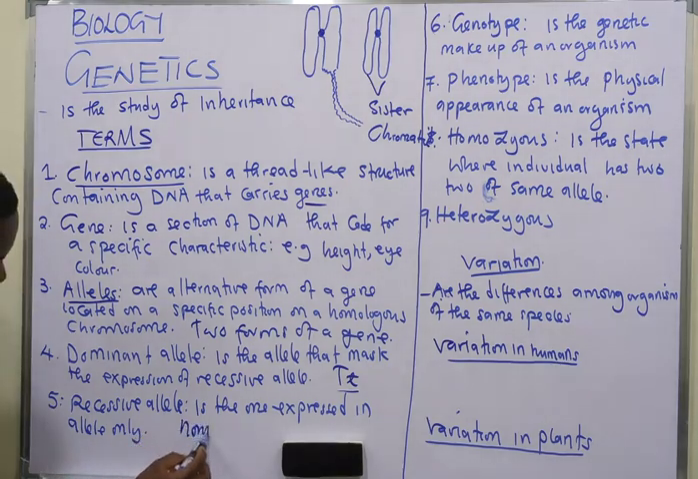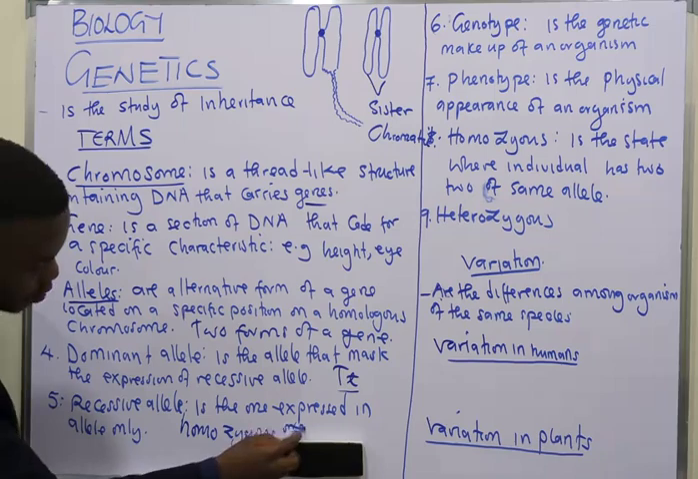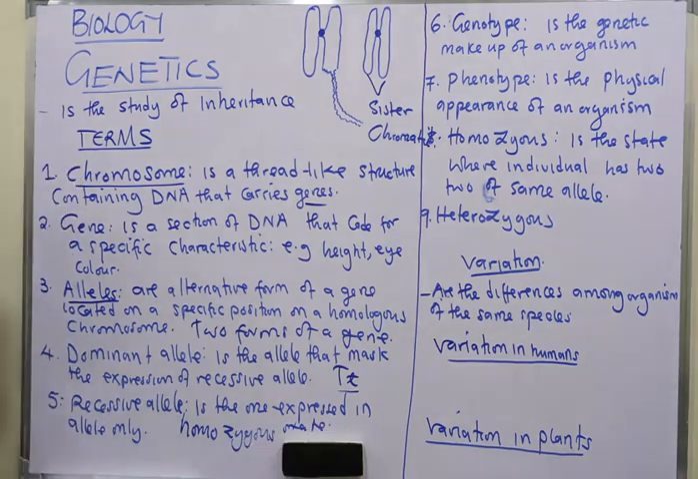So it's the one that is expressed in homozygous state. It means that both alleles are recessive. For example, for height, shortness, we put small letter t, small letter t. We use small letters, not necessarily small letter t. This is for height. Tall, we use capital letter T in that case. Then small letter, we use it for short.